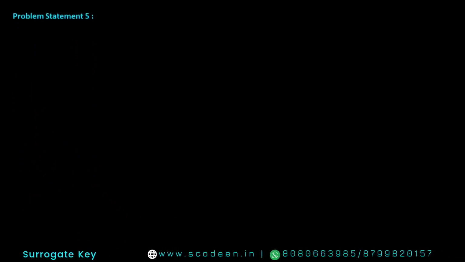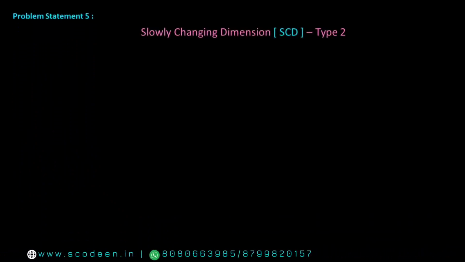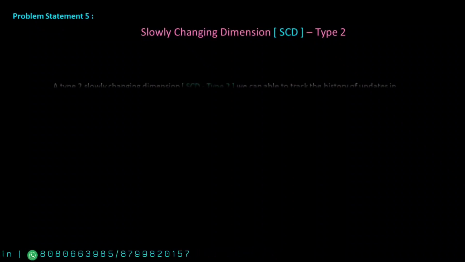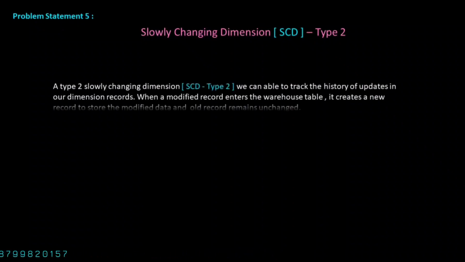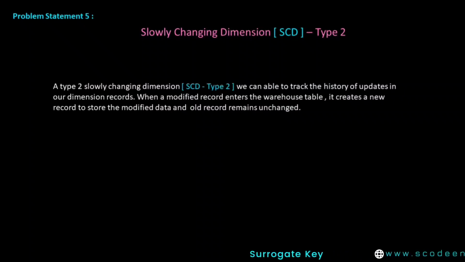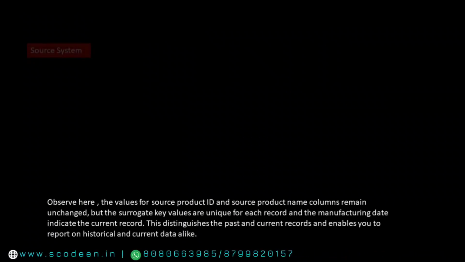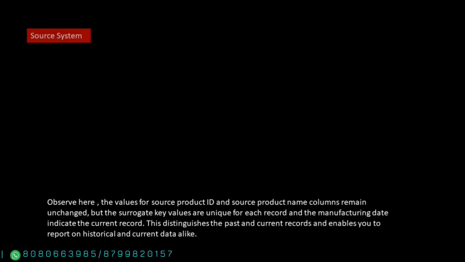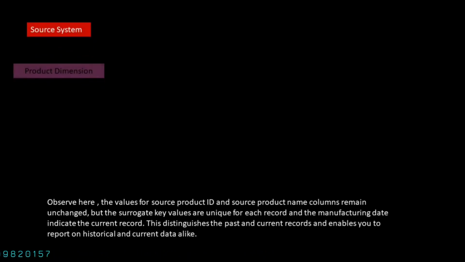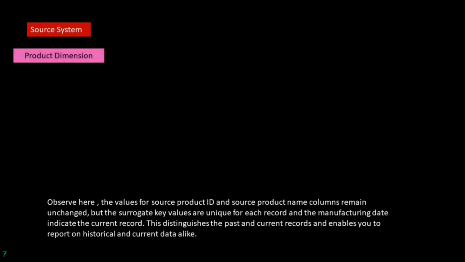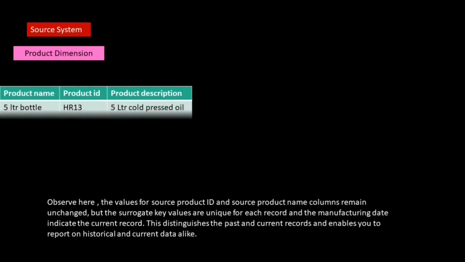Now the final one, that is problem statement 5. It defines the slowly changing dimension, that is SCD. So we need to understand what exactly type 2 SCD defines. If any value in the source system is modified, in the target table we create a new row for that specific updated data. Let's understand practically. Observe here in the source system, the product dimension table. It consists of product name, product ID, and product description.